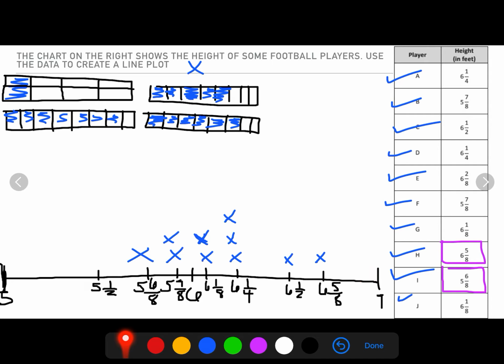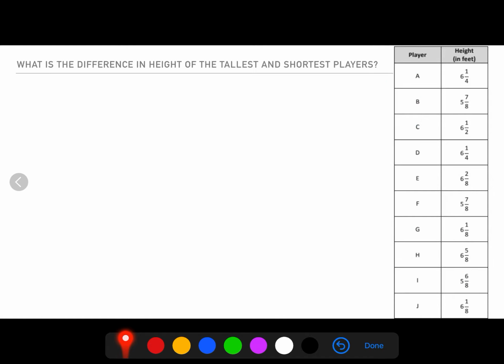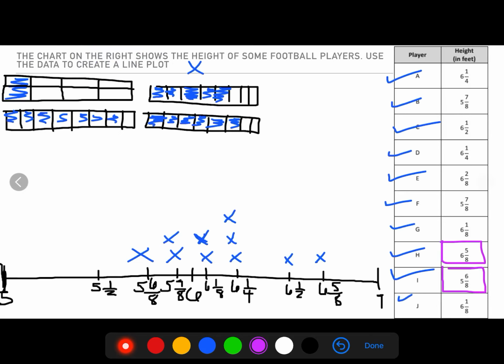Let's use this line plot in order to answer the next question. Let's find the difference in height of the tallest and shortest players. I'm looking for the difference. What operation do I need to perform? That's right, I need to subtract. Go ahead and put a subtraction symbol. So I'm subtracting the shortest player from the tallest player. Let's use our line plot in order to plug in this equation.